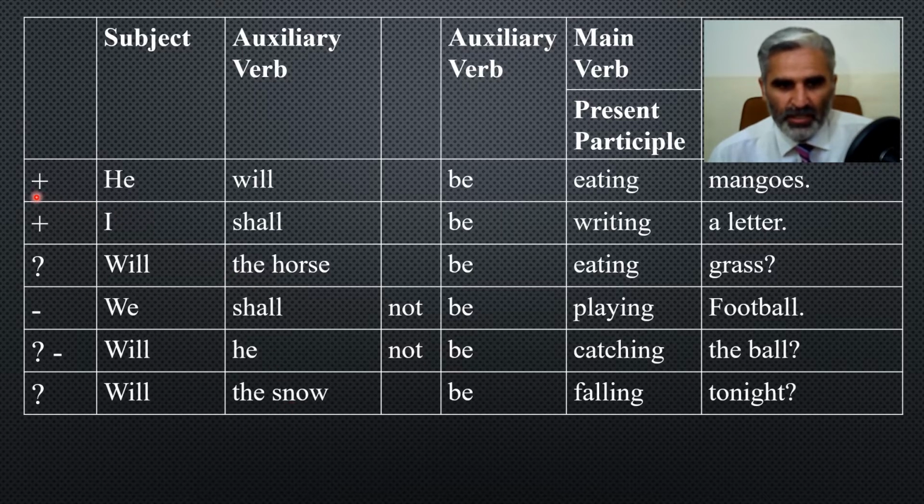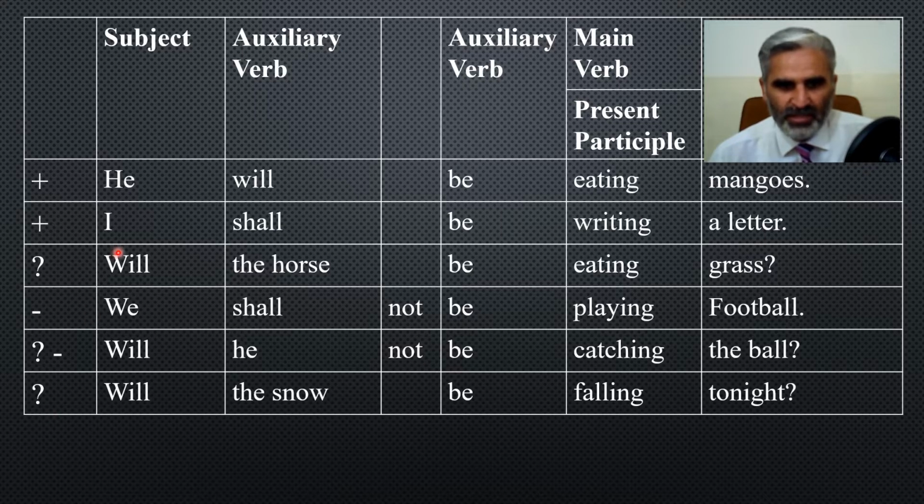You see this positive sign, or plus sign, shows that the sentence is a simple, positive sentence, and the question mark shows that the sentence is an interrogative sentence. The minus mark shows that the sentence is a negative sentence, and the question mark as well as the negative sign shows that these sentences are interrogative as well as negative. And again, the question mark shows interrogative sentences.